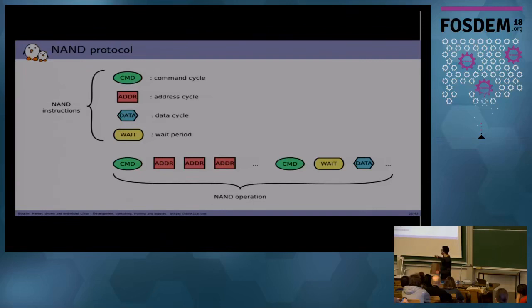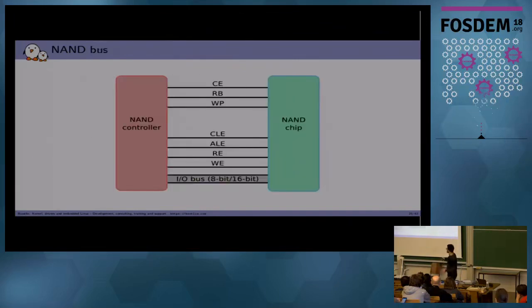Basically, there are three possible cycles that can happen on the bus: command cycles, address cycles, and data cycles. And you can have wait periods. It's when the ready/busy pin is deasserted by the NAND chip. When a command cycle is asserted on the bus, the NAND chip knows that it's a command because the command latch enable pin is also asserted. The same happens for the address latch enable pin, and read enable and write enable are for data, when the NAND controller is the master of the bus or when the NAND chip is the master of the bus.